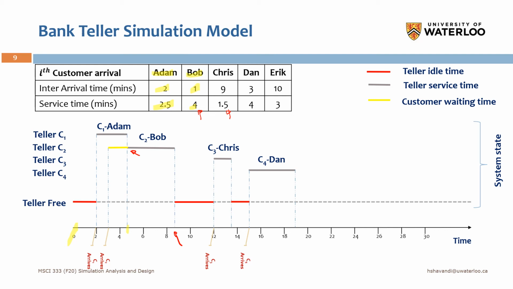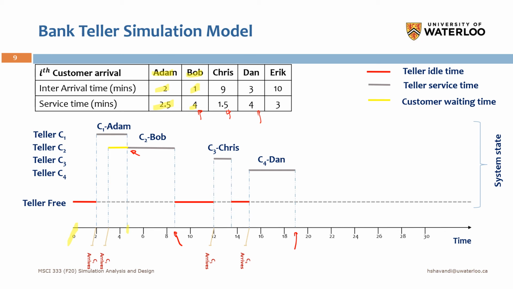Chris arrived at 12, so after 3 minutes will be 15. So the arrival time of Dan will be 15, and again Taylor starts serving Dan at 15, and its service time is supposed to be 4 minutes, so up to 19 Taylor will serve Dan, right?